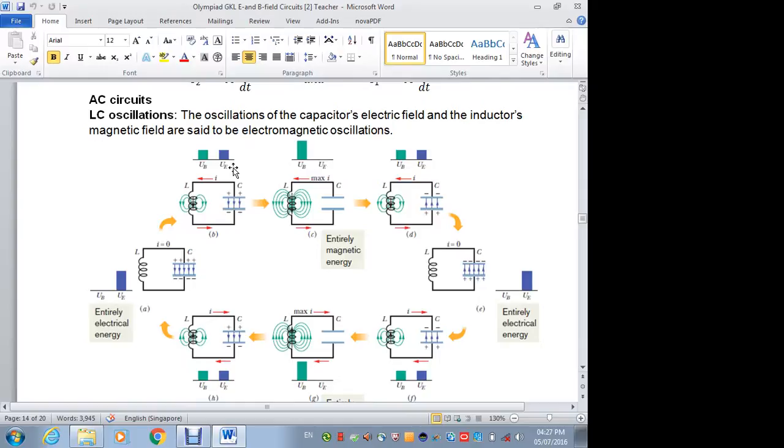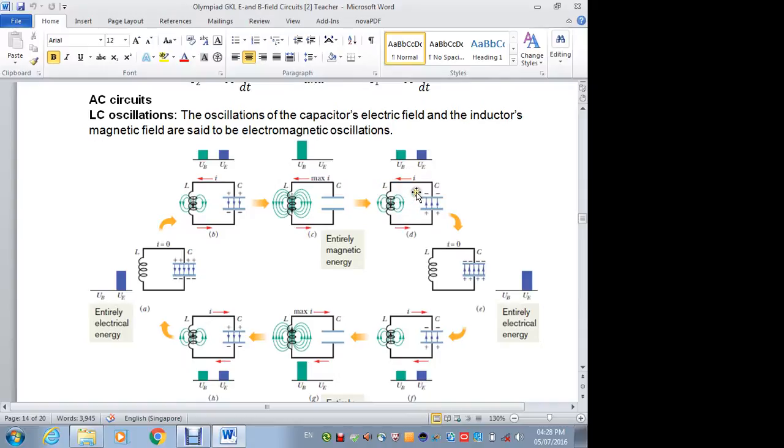Then maybe 1/8 of a cycle later, this is what happens. The entire capacitor discharges and the current is at a maximum. When there's maximum current, the energy stored in the inductor, half Li squared, is a maximum, since I is a maximum. The current is still going up until this point, and after that the current will start to decrease, but it's still in the same direction.